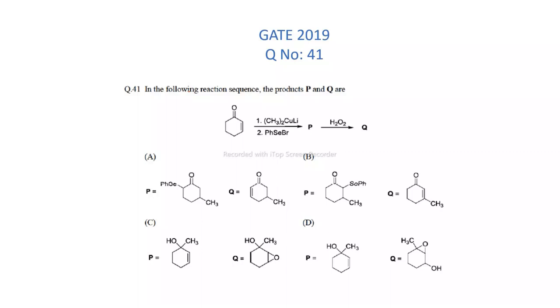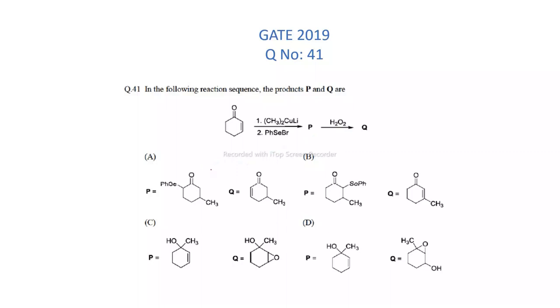Okay, then let's solve it. Now we discuss one question from GATE 2019, question number 41. In the following reaction sequence, the products P and Q are. There is one alpha beta unsaturated ketone, and first we treat it with a methyl copper reagent, then phenyl selenium bromide, followed by hydrogen peroxide. So we have to find the product.